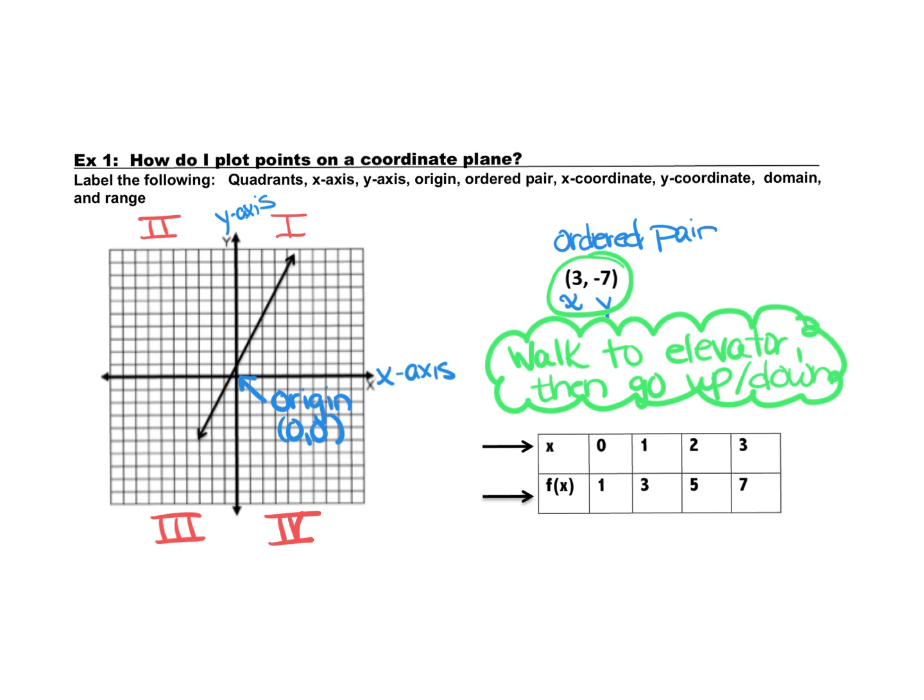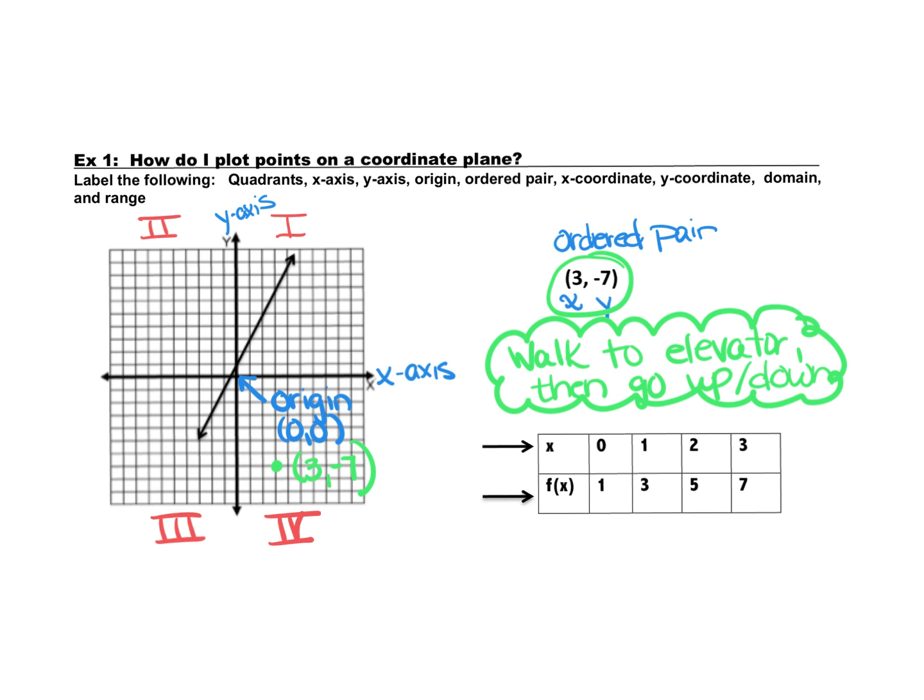So let's go ahead and plot the point 3, -7. So we're going to walk to the 3, walk over 3, and then we're going to go down 7, going down 1, 2, 3, 4, 5, 6, 7. So right here we'd have the point 3, -7. We walked to the 3 and then we went down to the -7.